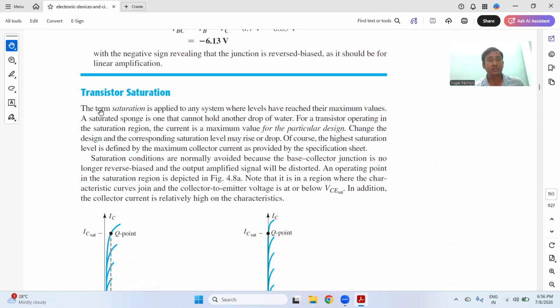So there is a term known as transistor saturation. The term saturation is applied to any system where levels have reached their maximum value. So if the current through the transistor has reached its maximum value, it is said to be in the saturation region. This is the basic understanding.